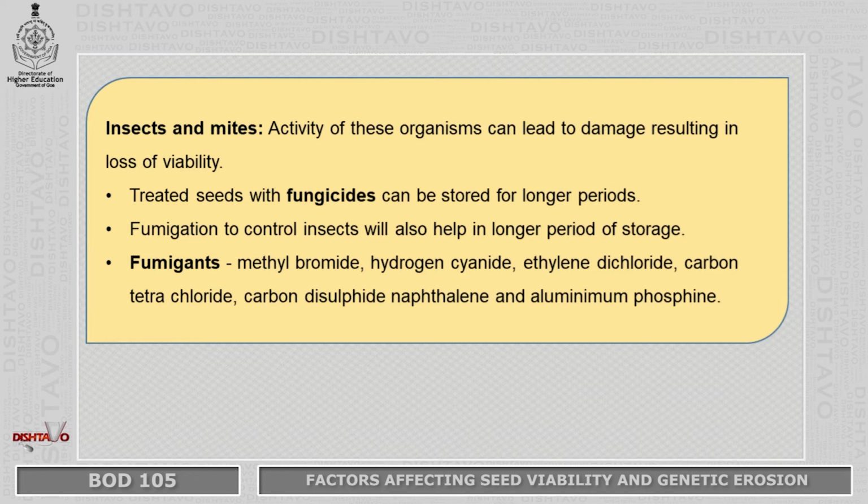Last, insects and mites. The activity of these organisms can lead to serious damage resulting in loss of seed viability. Now, this can be overcome by treatment with fungicides, which can increase the storage periods. Fumigation can also be used to control insects. Some of the fumigants include methyl bromide, hydrogen cyanide, ethylene dichloride, carbon tetrachloride, carbon disulfide, naphthalene, and aluminum phosphide.